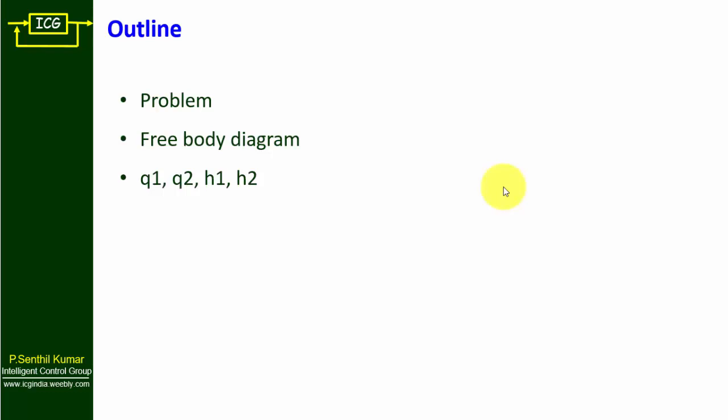In the previous two problems that we discussed in the previous lectures, q1 and q2 values were the same, which means q equal to 1, whereas in this problem q is not equal to 1. So we need to find two values, q1 and q2, followed by h1 and h2.